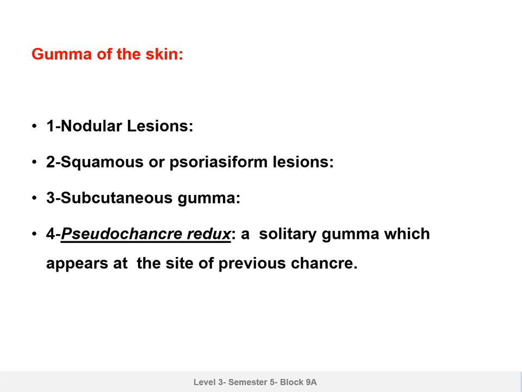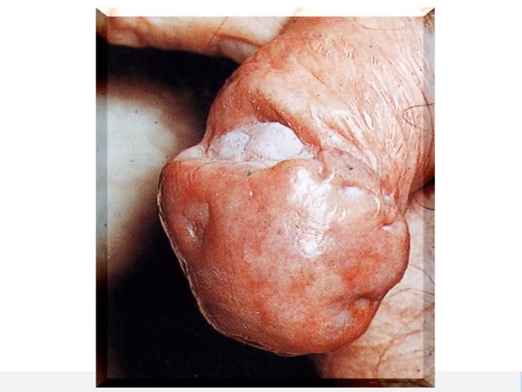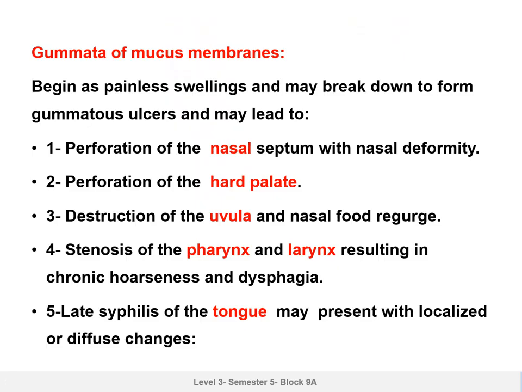Pseudo chancre redux is a solitary gumma at the site of the previous chancre. Here is the gumma on the penis. Gumma of mucous membrane: perforation of the nasal septum, perforation of the hard palate and uvula, stenosis of the pharynx and larynx, and late syphilis of the tongue, which may be localized or diffuse.